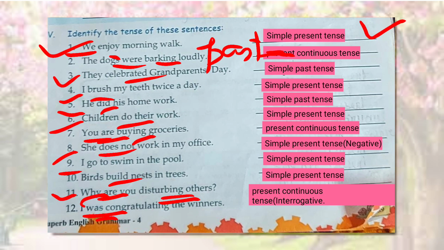I was is given, it means it's an example of past, but the ing form is also added, it means it's a past continuous tense. All right, so it's an example of past continuous tense.